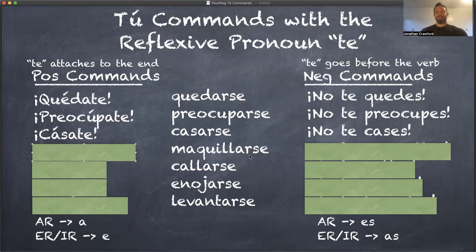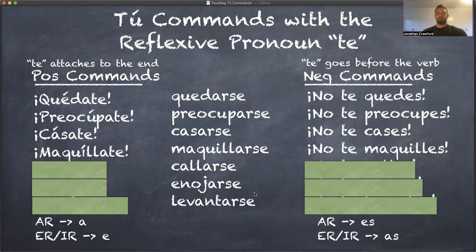All right. Maquillarse. Maquillarse means to put makeup on one's self, like to make yourself up, to put on makeup. And so maquíllate, put on makeup. Maquíllate. Don't put on makeup. No te maquilles, no te maquilles.